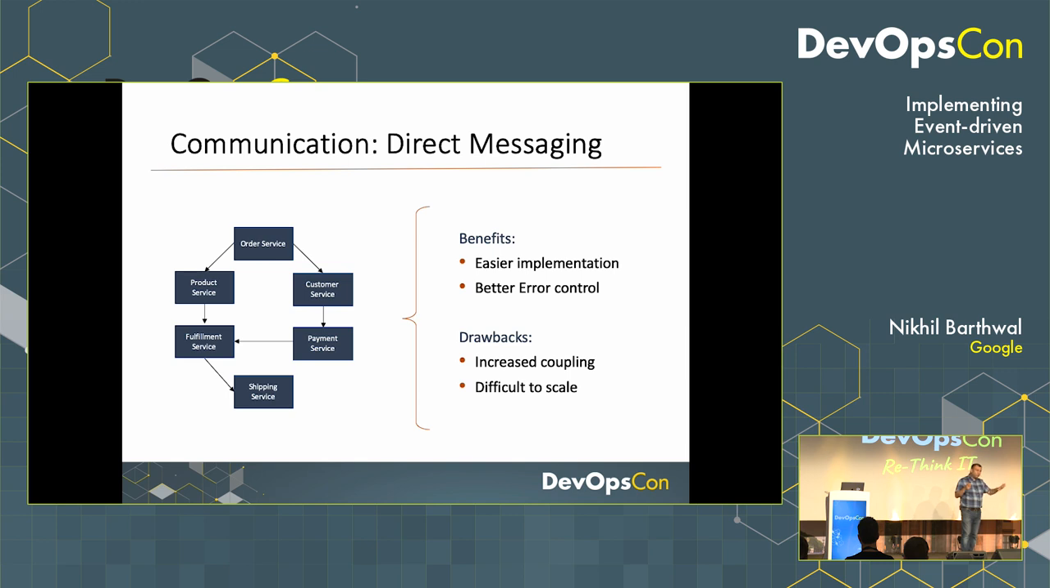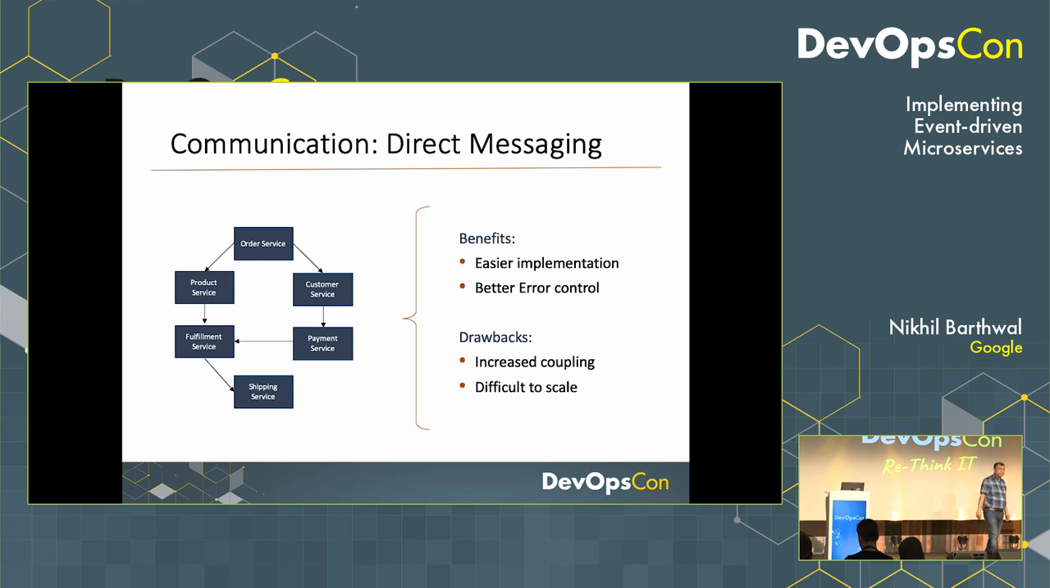Now, most of the real-life systems are basically a combination of event-driven and direct request response. It's very rare, depending on the application, there are some rare exceptions where you have either one of them, but the real world is almost always hybrid. And sometimes we use direct communication, and sometimes we use indirect, event-driven.